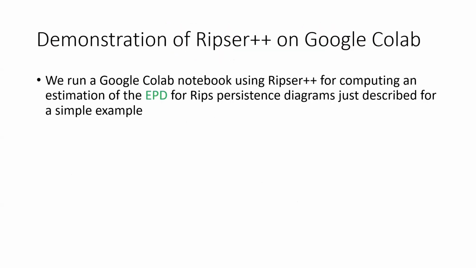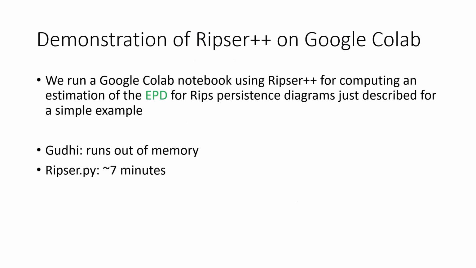We now transition to running the Google Colab notebook from Ripser++ to compute an estimation of the EPD for Ripser persistence diagrams for a simple example involving subsamples of 2,000 points sampled on a slightly noisy circle. For this notebook, originally formulated in Gudhi's GitHub page and rewritten for Rips diagrams by me, Gudhi runs out of memory, Ripser.py runs for about 7 minutes, and Ripser++ takes 3 minutes total time. Let's go now to the notebook.